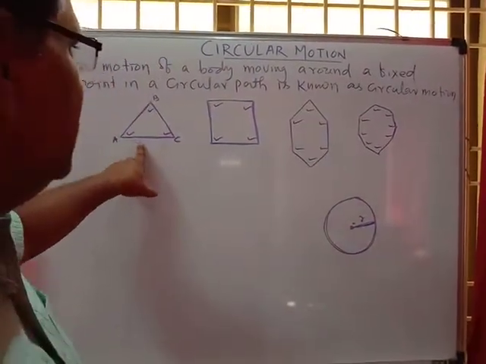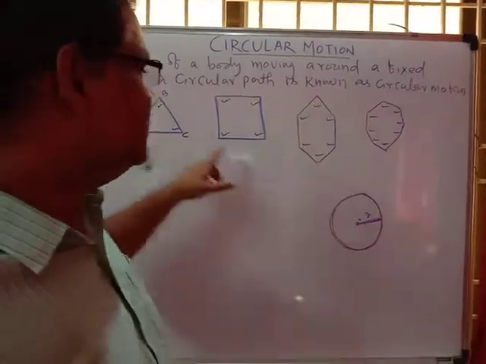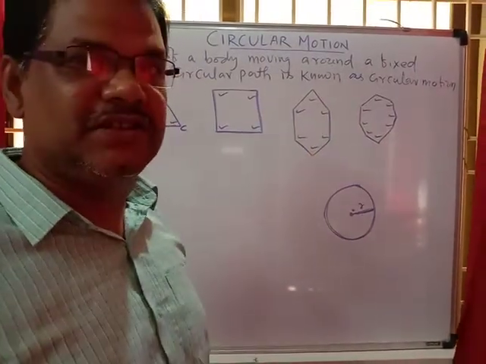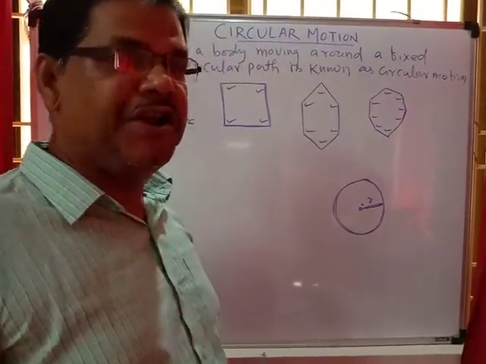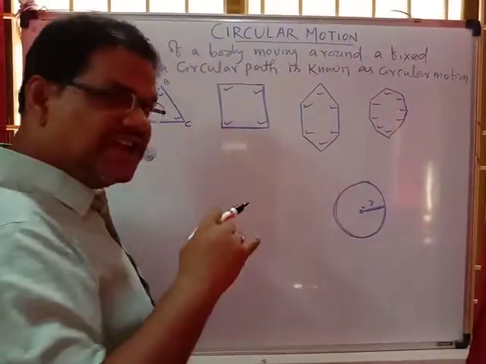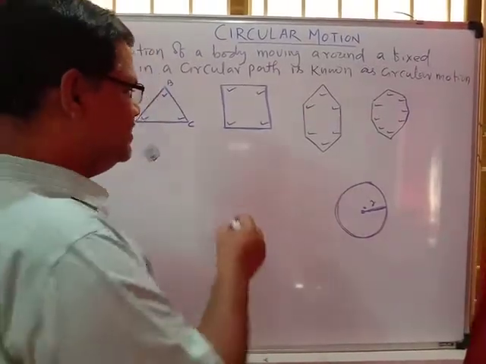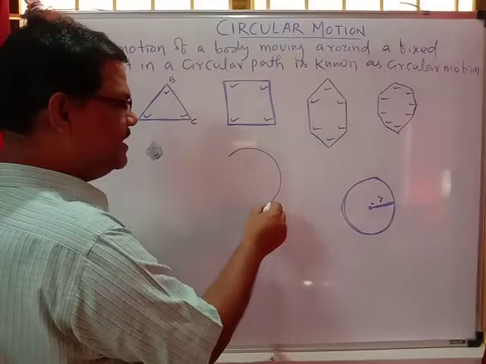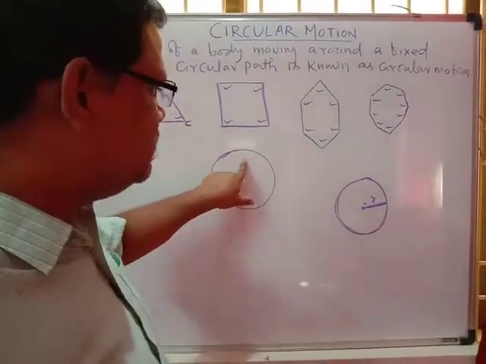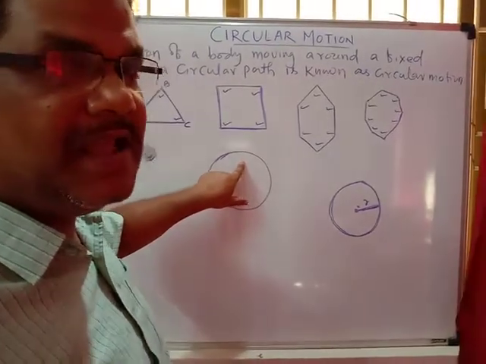So what happens here? As the sides of the geometrical shape increase more and more, the object is changing direction continuously. If the object changes direction at every instant of time, the geometrical shape will automatically be a circular path. So in a circular motion, the object is changing direction continuously.